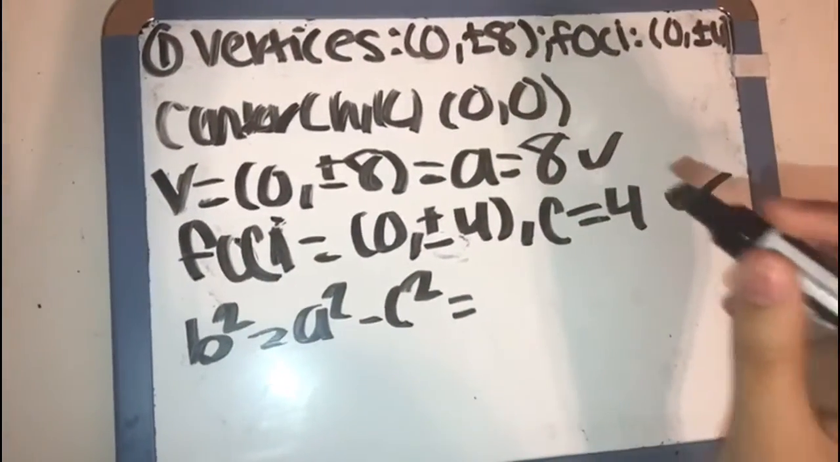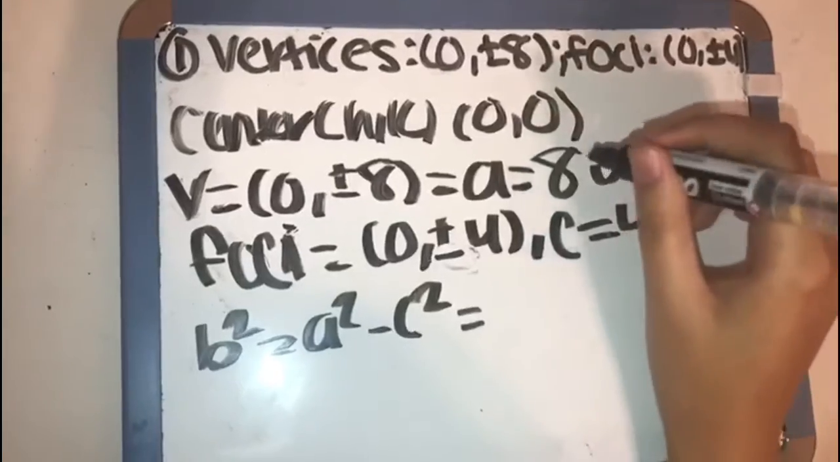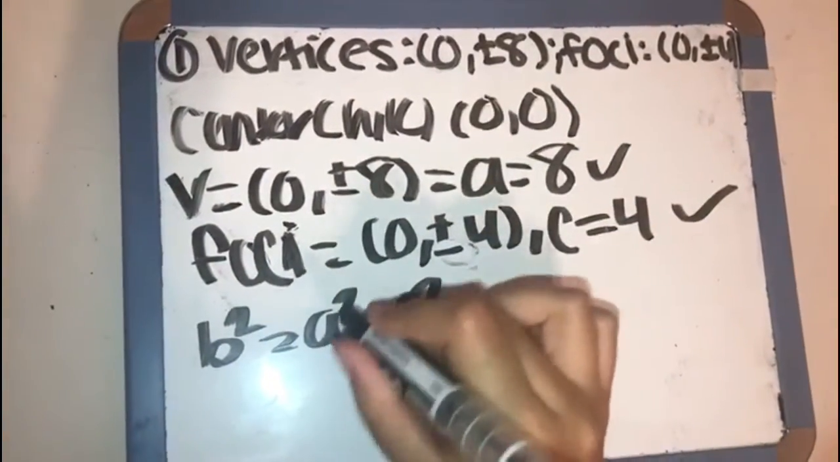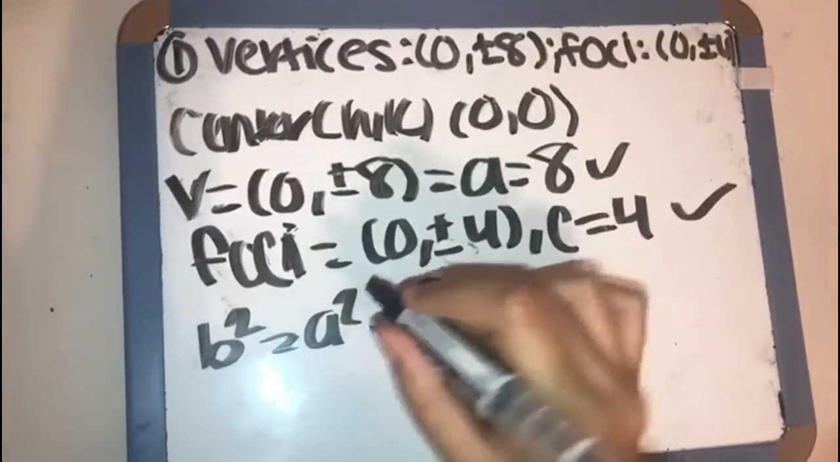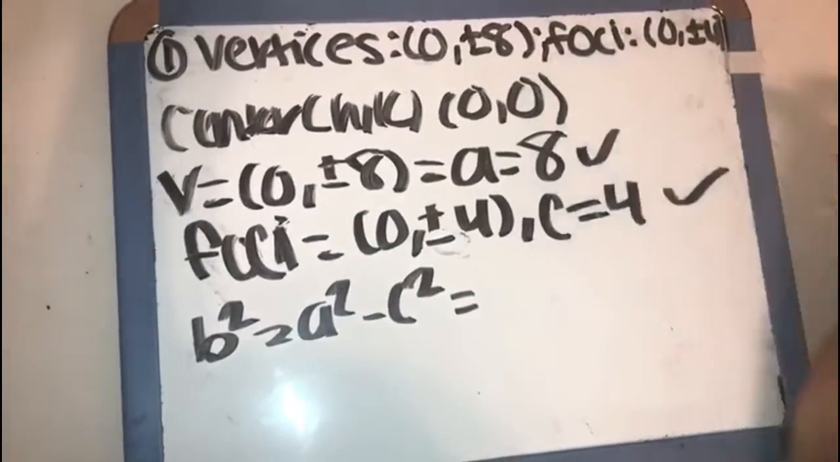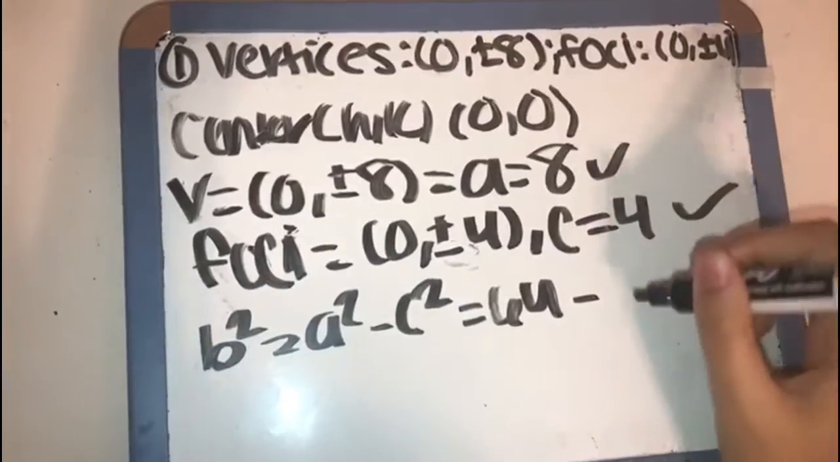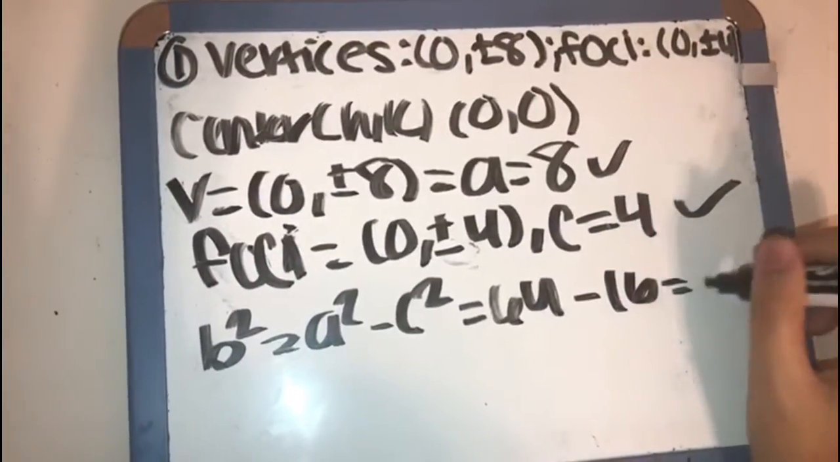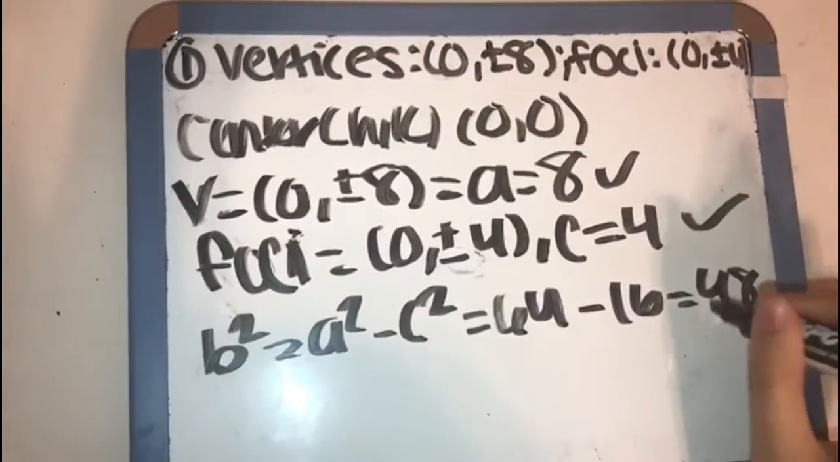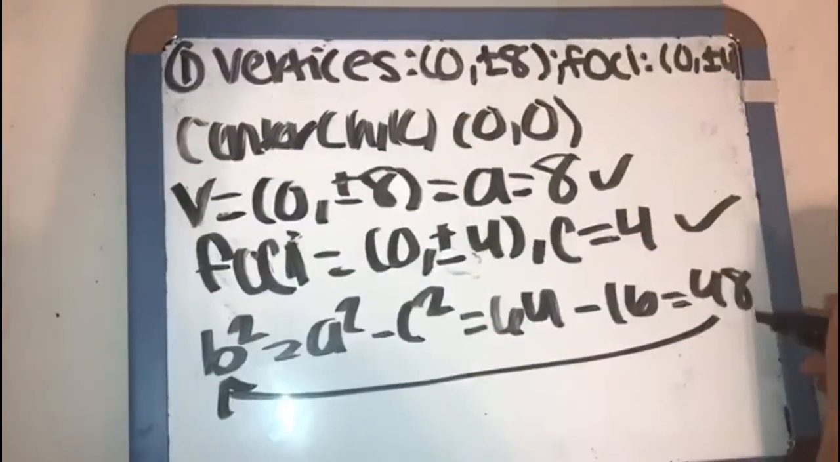Okay, let's see. Since it's a squared, we have to multiply it by itself. So 8 times 8 is 64. So it'd be 64 minus 4 times 4, which is 16. So 64 minus 16 equals 48. That means b squared is equal to 48.